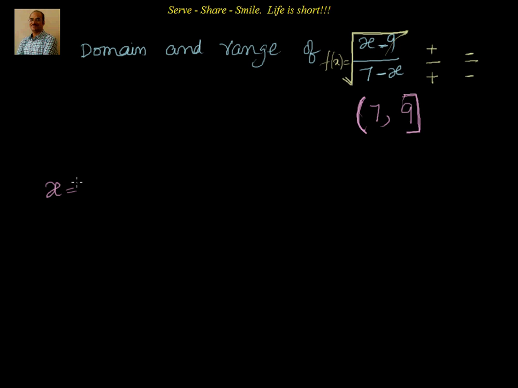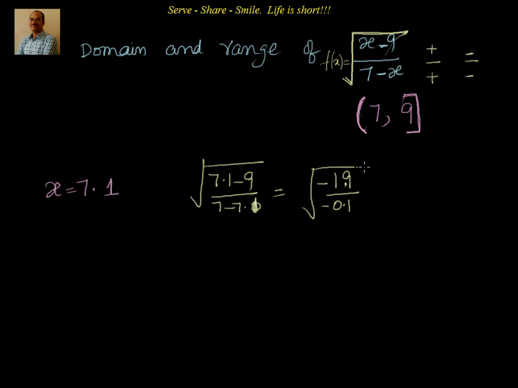So let's put down x equal to 7.1. If I put x equal to 7.1, because 7 cannot be given, I will have square root of 7.1 minus 9 divided by 7 minus 7.1. That's nothing but equal to the square root of minus 1.9 divided by minus 0.1. Minus minus will cancel. You will get square root of 19, which is approximately equal to 4.4. Let's say 4.3, 4.4 in between. Okay. Now let's take the next one.